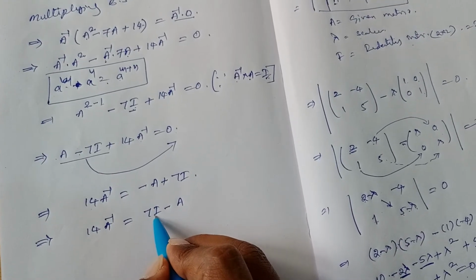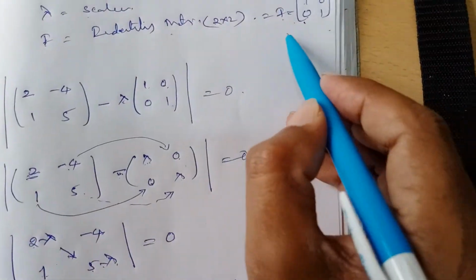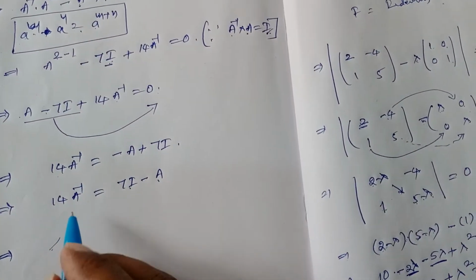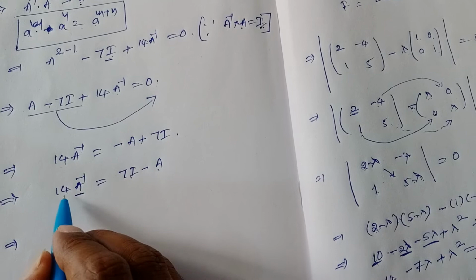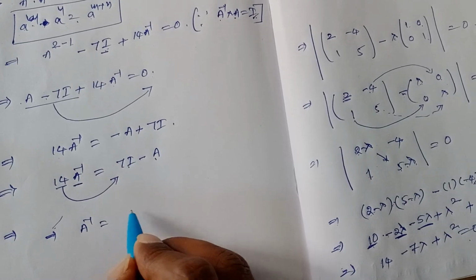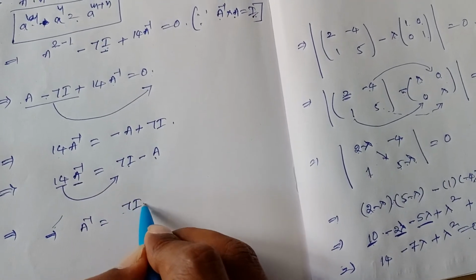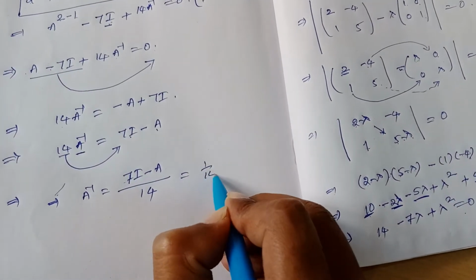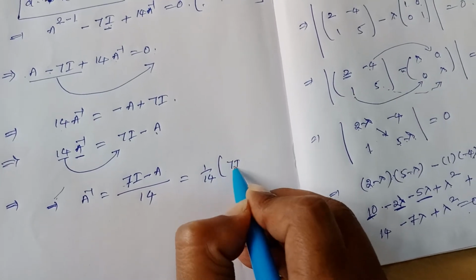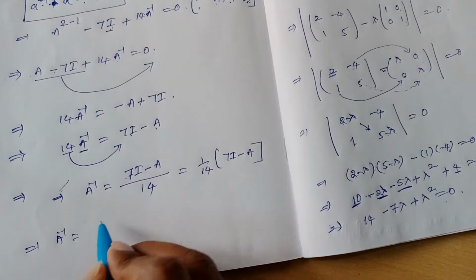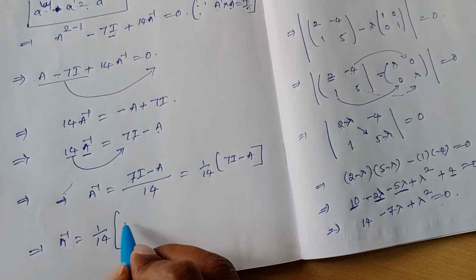We know that I is the identity matrix and A is the given value. So substitute those values here. Before that, we need to find only the A inverse value. Here 14 is a multiplication, so transfer it: A inverse is equal to 7I minus A by 14. So simply we can write this as 1 by 14 into 7I minus A. So A inverse is equal to 1 by 14 into 7.